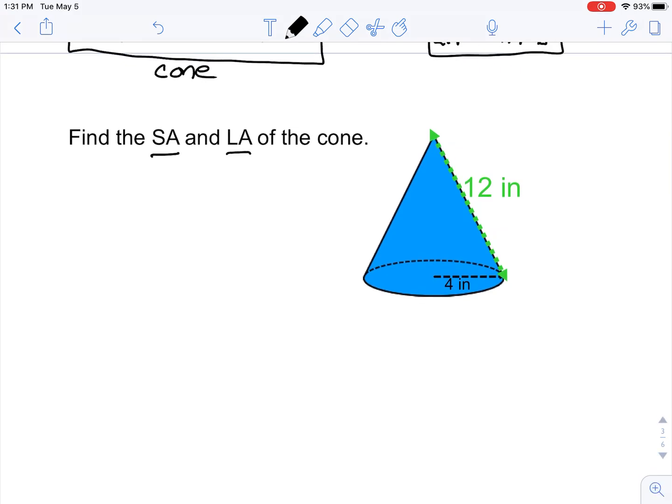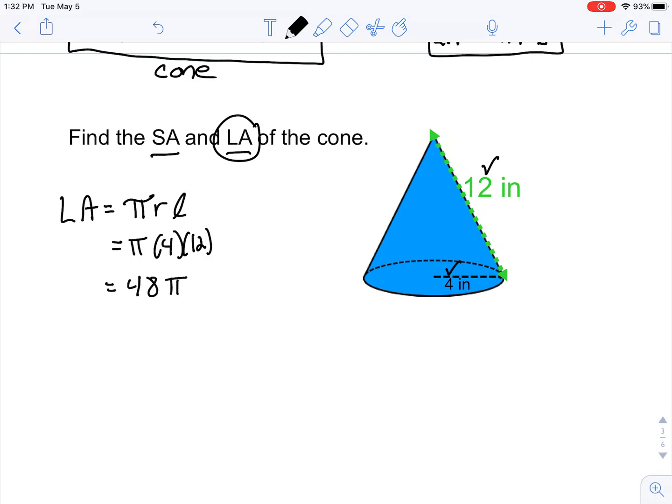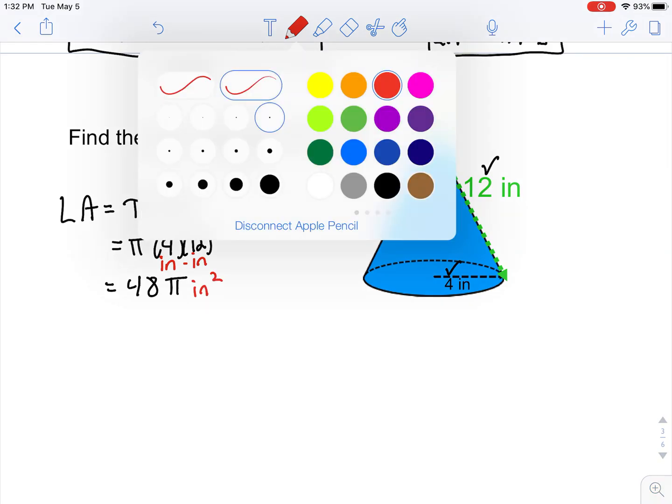If I wanted to find the surface area and lateral area of the cone, I'm going to start with lateral area. To find the lateral area, I will do pi times the radius times the slant height. In this problem, I am given a radius of 4 and a slant height of 12, which means the lateral area is 48 pi. Keep in mind that we multiplied 4 inches times 12 inches, so this is going to be inches squared for our lateral area.